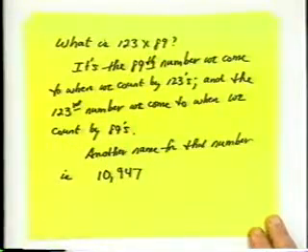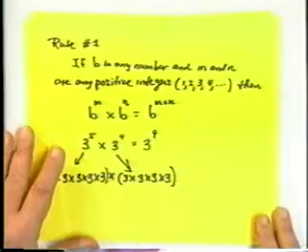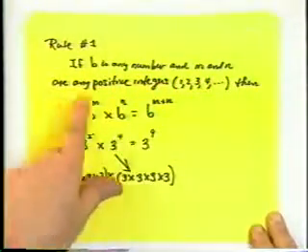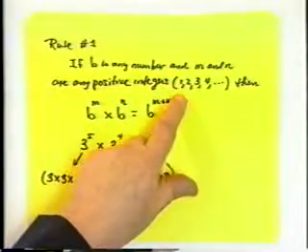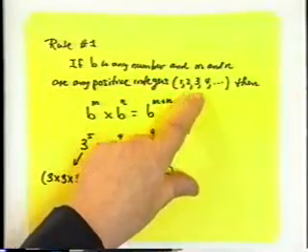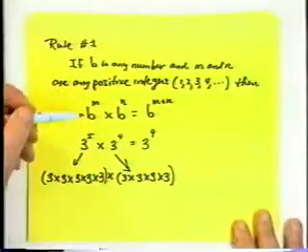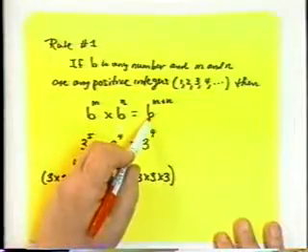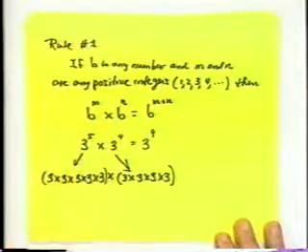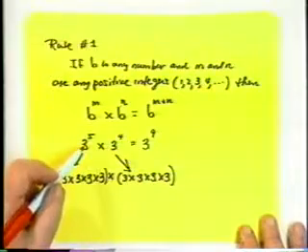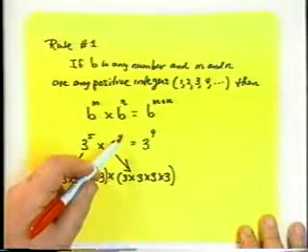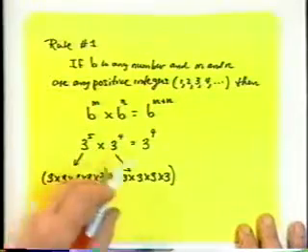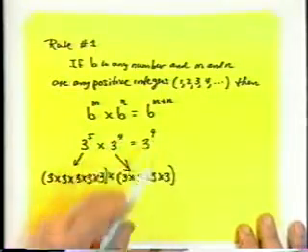But anyway, let's see if we can summarize the first rule. The first rule says if b is any number and m and n are any positive integers, the positive integers are the numbers we use for counting, 1, 2, 3, 4, 5, etc. Then it says b to the m times b to the n. What's the rule? Keep the common base and add the 2 exponents. In other words, if somebody says to me, how much is 3 to the 5th times 3 to the 4th, even though there's a times sign here, what do I do? I keep the common base, which is 3, and add the 2 exponents, which is 9.